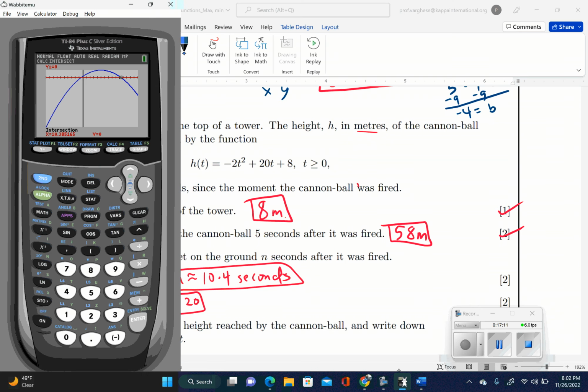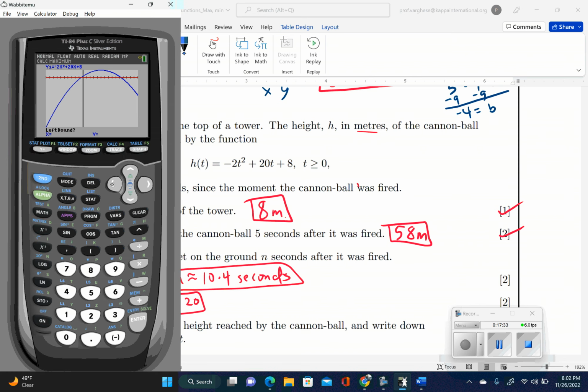So I'm going to go here. I'm looking for the maximum, so second trace. Option number 4 is my max. And then I'm going to go to the left of the mountain peak. Again, you should be doing this with me. Please do not just watch me do it. That is not going to help you in your learning.